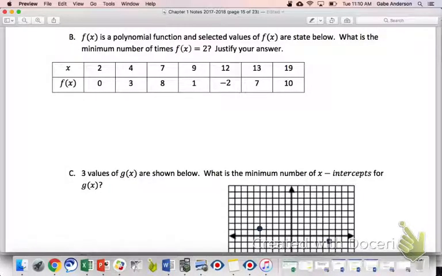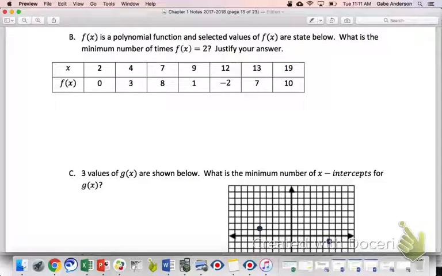So take a look at B. It says f of x is a polynomial function, not randomly chosen words, and selected values of f of x are stated below. What is the minimum number of times that f of x equals 2? Justify your answer. So I want you to think about this for a second.